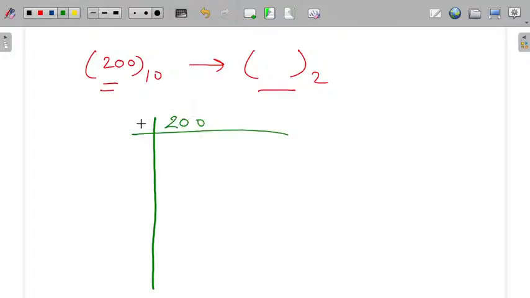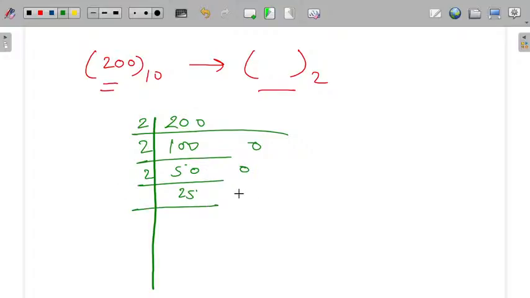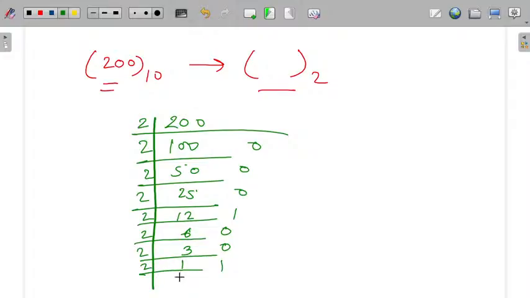Now 200 divided by 2. 2 100s are 200, remainder 0. Again 2 fives are 10, remainder 0. 2 25, remainder 0. 2 12, remainder 1. 2 6s are 12, remainder 0. 2 3s are 6, remainder 0. 2 1s, remainder 1. 2 zeros, remainder 1, and this much only.